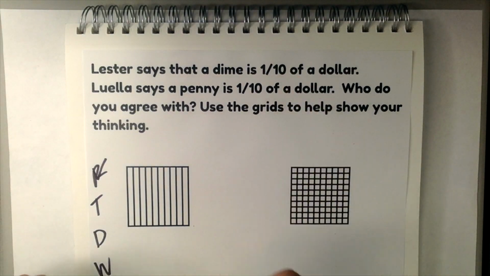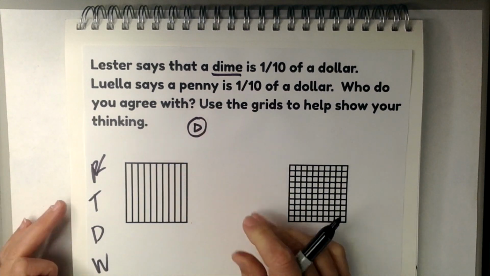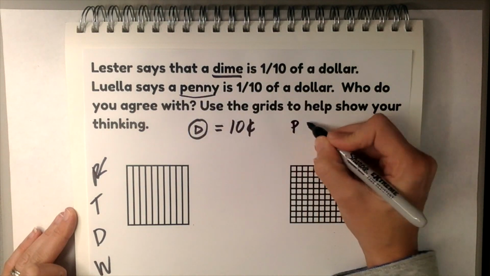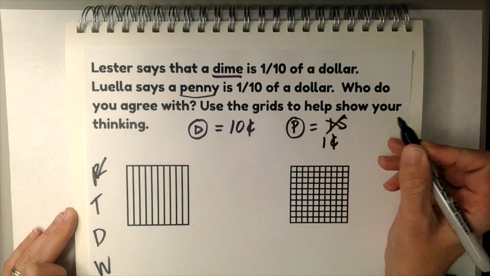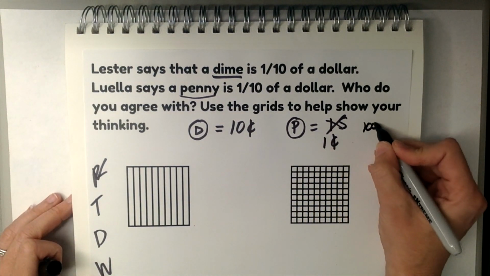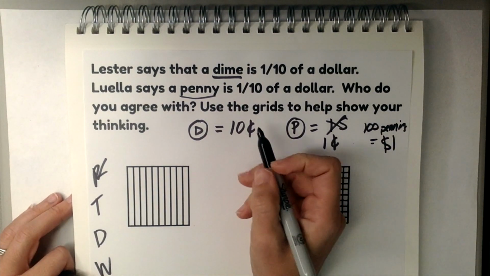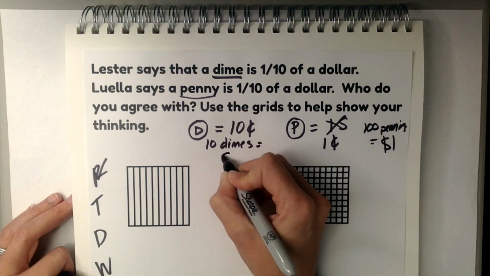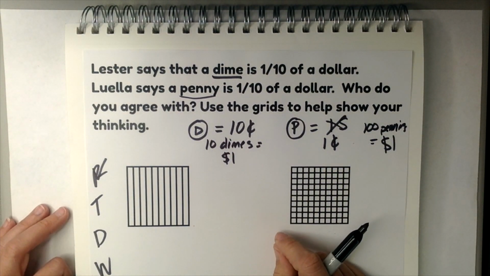Let's think about it. What do we know about money? So Lester is mentioning a dime. I'm going to draw a dime as a D like that. And we know that a dime is 10 cents, right? And we know that a penny is 1 cent, like that. So I know that it takes 100 pennies to equal $1. And I know that it takes 10 dimes to equal $1. Okay, so that's quite a bit. We need way more pennies to get to a dollar than we do dimes.